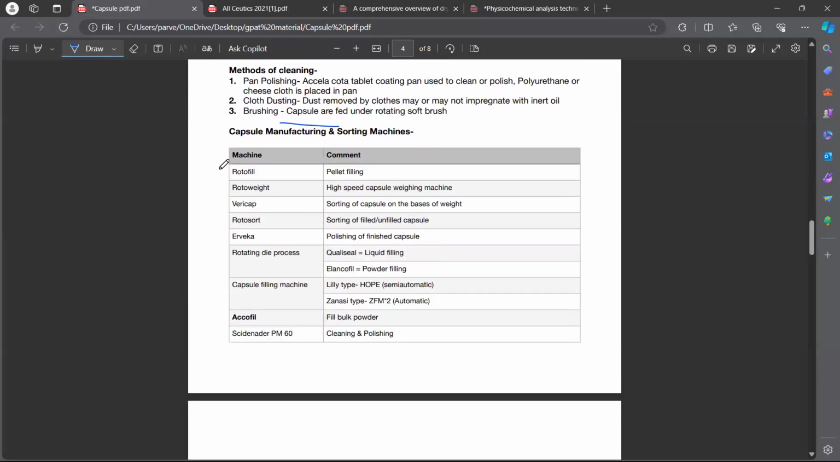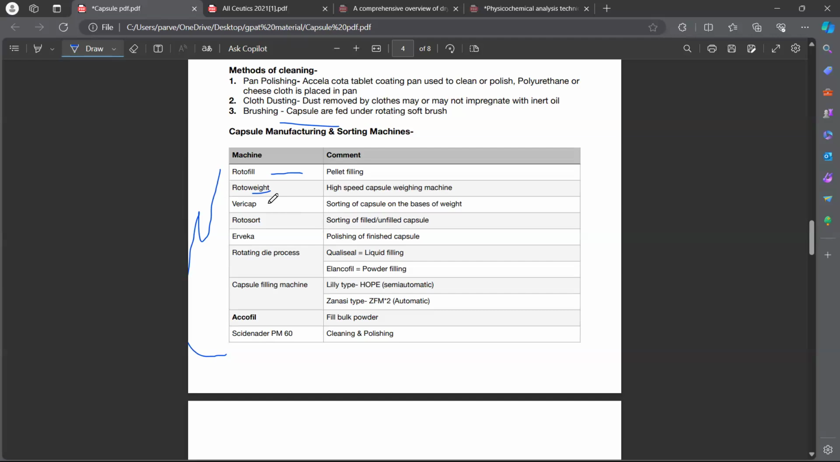So next, this is very important, guys. The names of different machines which are used for filling the capsule. So generally, remember, guys, Rotafill is used for pellet filling. Rotaweight, by name we can mention the weight. It is a high-speed capsule weighing machine, guys, which is used to weigh the capsules. Next, Vericap. Vericap is also the same thing. It is used for sorting the capsules based upon the weight.